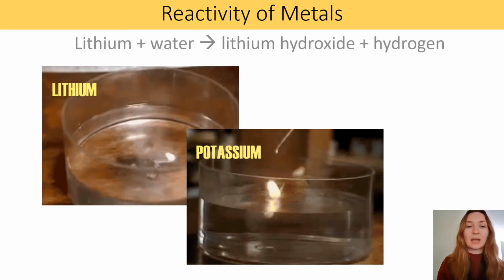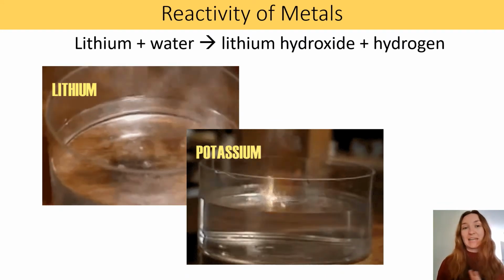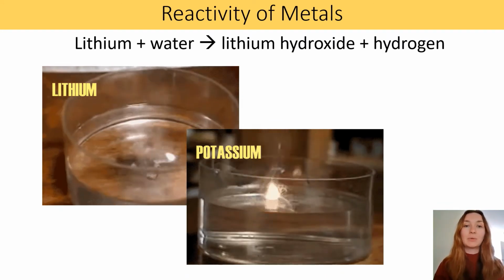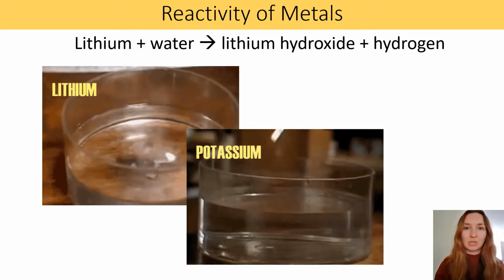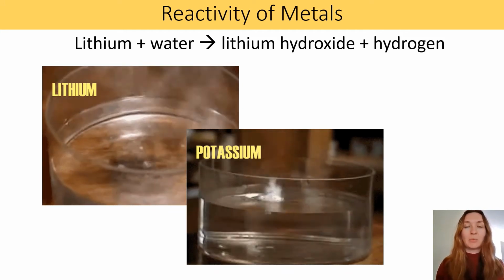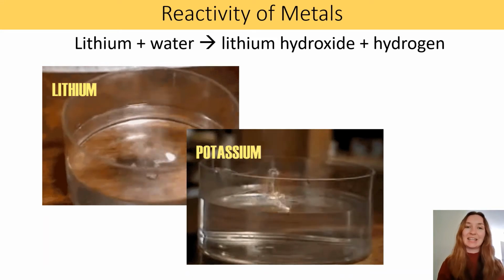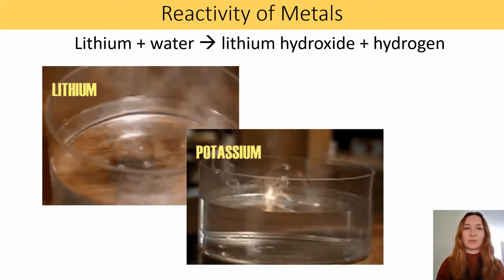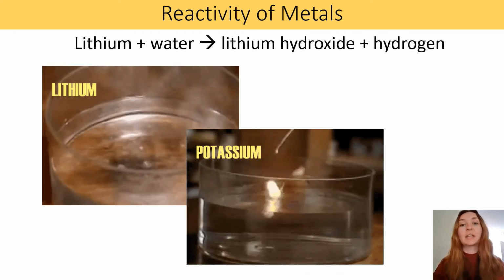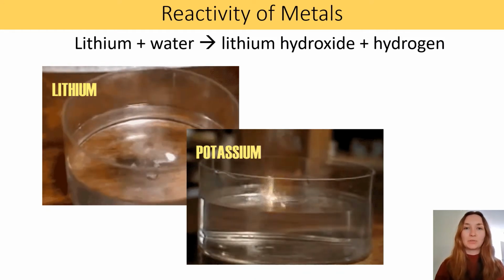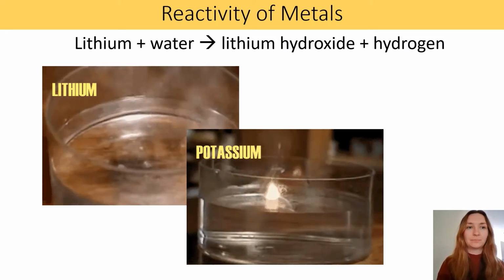Now, when that lithium or any of those group 1 metals reacts with the water, they produce something called lithium hydroxide, and they produce a gas which is hydrogen. And what I want you to see here is that lithium has rearranged itself, and now it's in a product, it's in lithium hydroxide, and therefore it's become a positive metal ion.